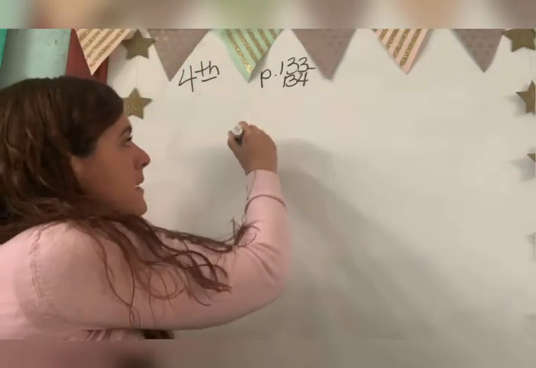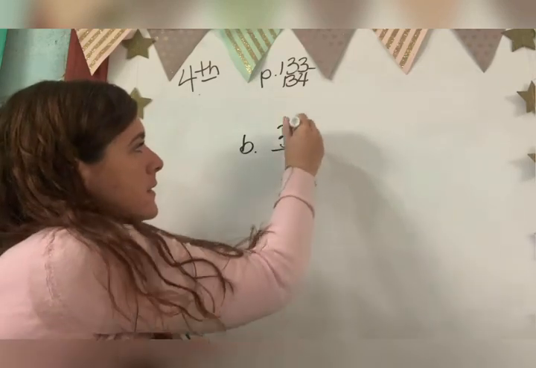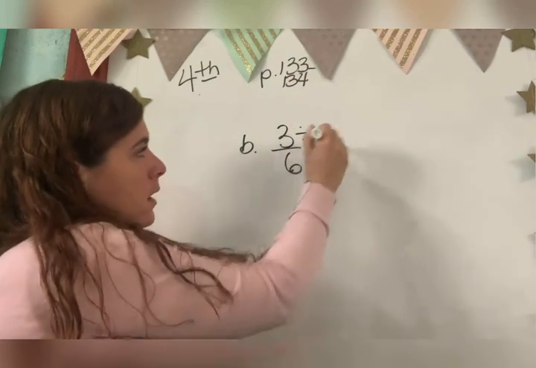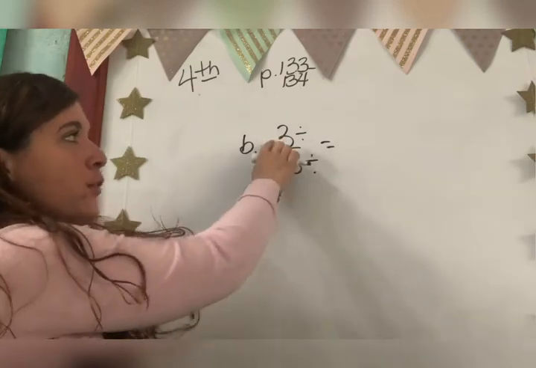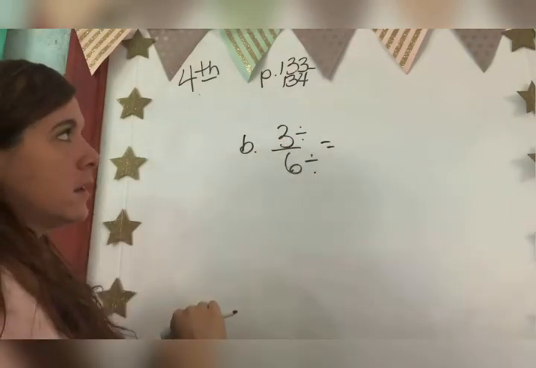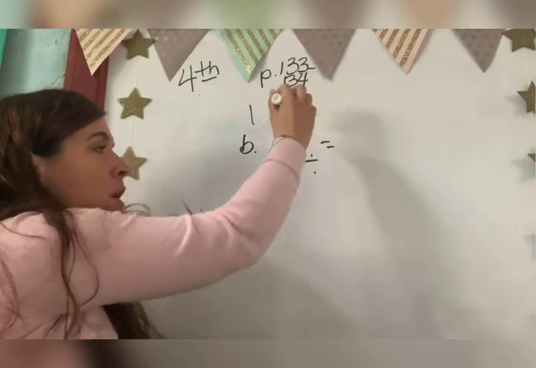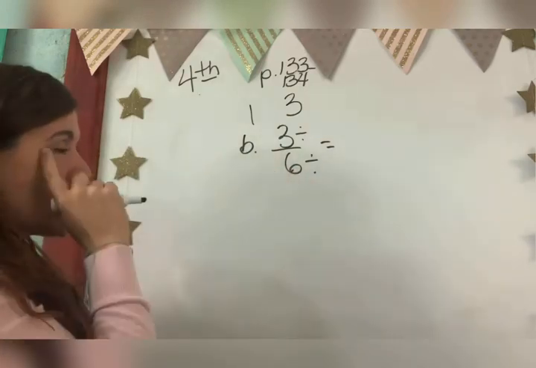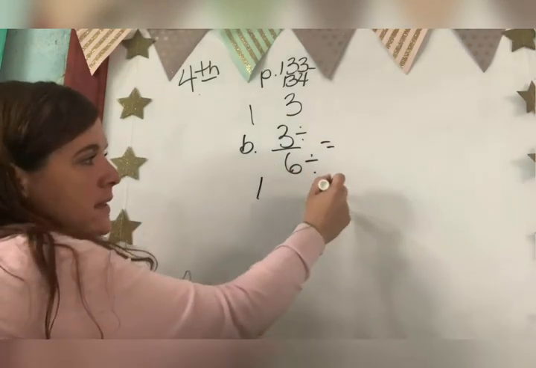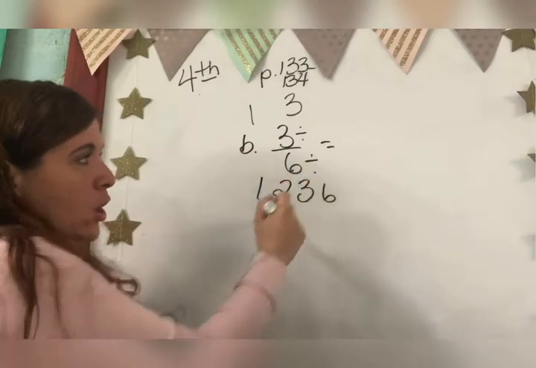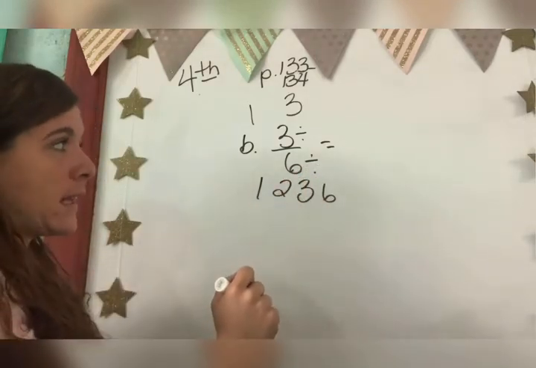Okay, letter B is 3 over 6. What are my factors of 3, Kiara? Just 1 times 3. What are my factors of 6, Jayla? 1 and 6, 2 and 3. Good. What's my greatest common factor, Holly?